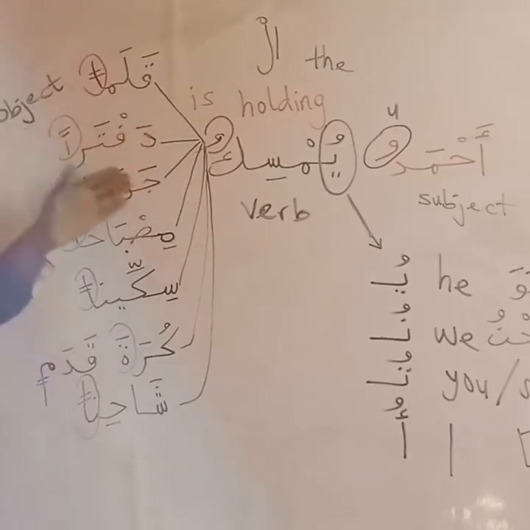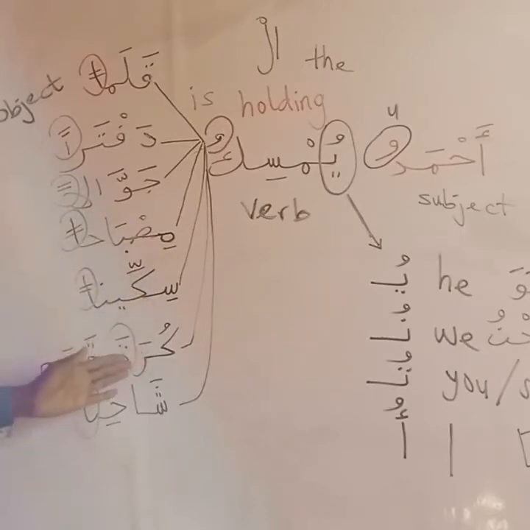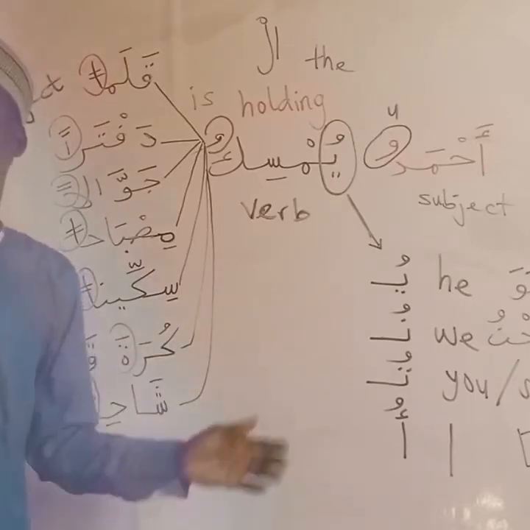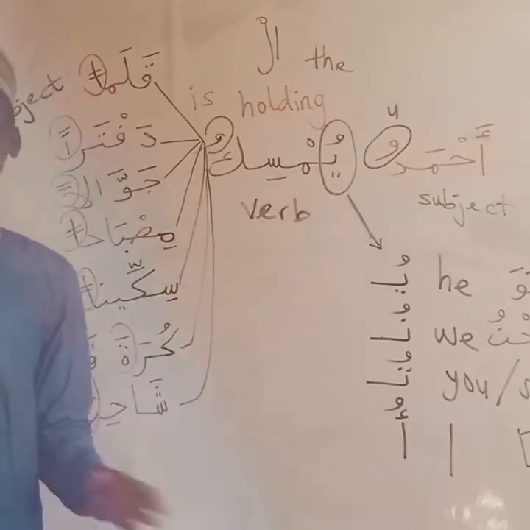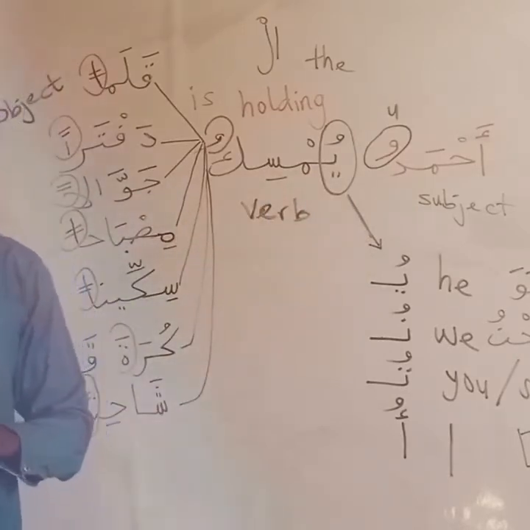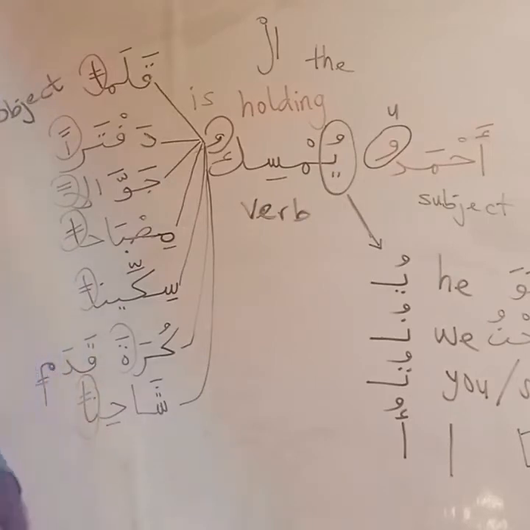Yumsiku daftaran. Yumsiku jawalan. Yumsikul jawala. Yumsikul misbaha. Yumsiku sikkinan. And yumsiku kuratal qadami. Yumsiku ash-shahina. Without a tanwin. So that's that about the simple sentence with the structure of subject, verb, and object in Arabic. You can use this to generate as many examples as possible. Just memorize few words, then try to use them in sentences like this.